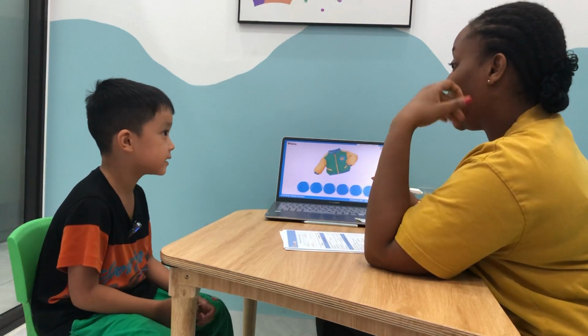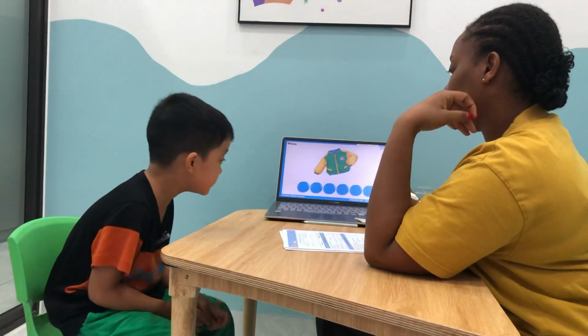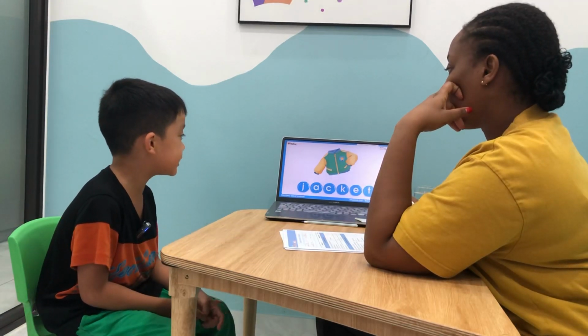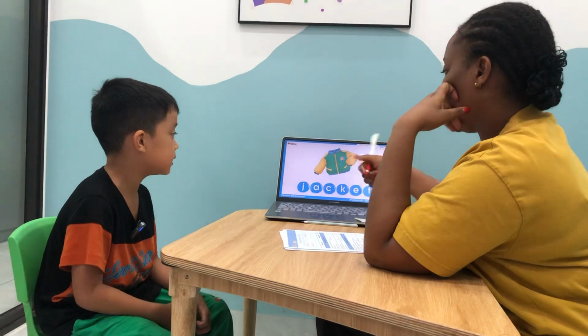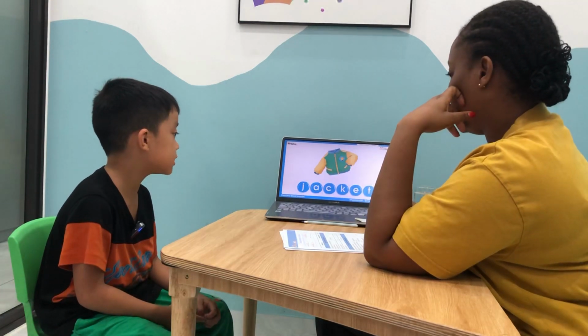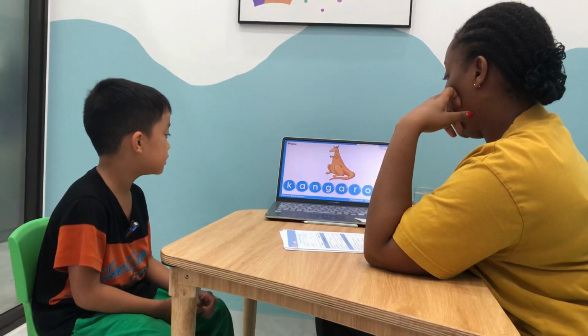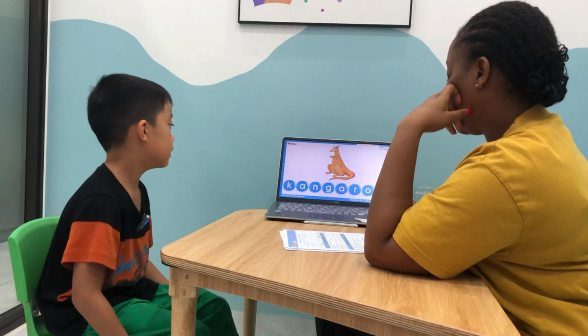What's this? It's a jacket. Spell jacket. J-A-C-K-E-T. J. Joy. Okay. What's this? Kangaroo. It's a kangaroo. Spell kangaroo.